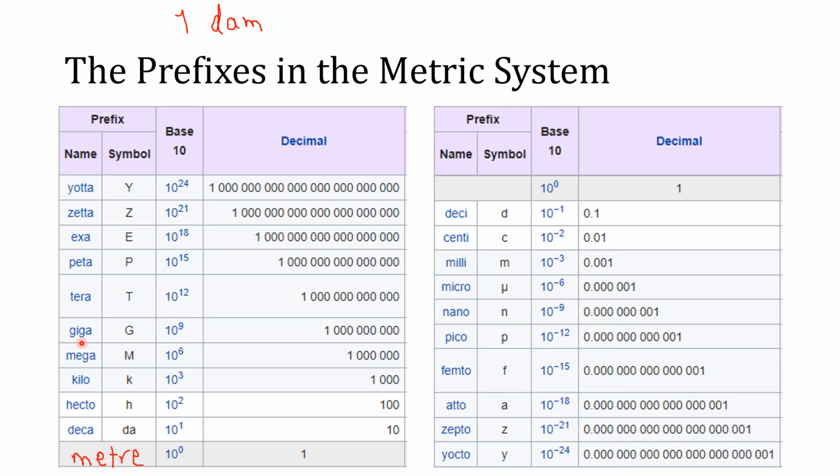Gigameter has 1 billion meters. So that's the way that you can sort of learn how these work.